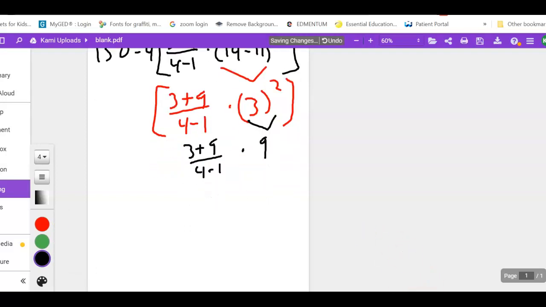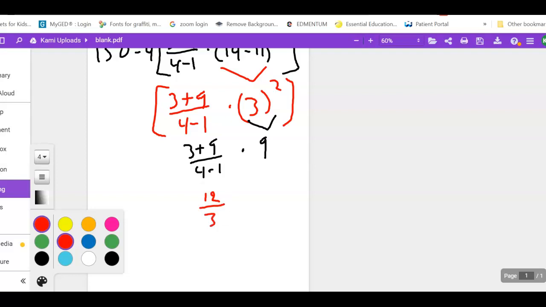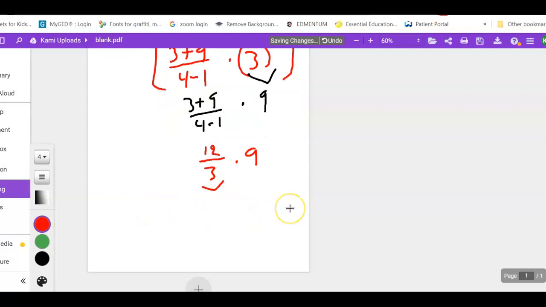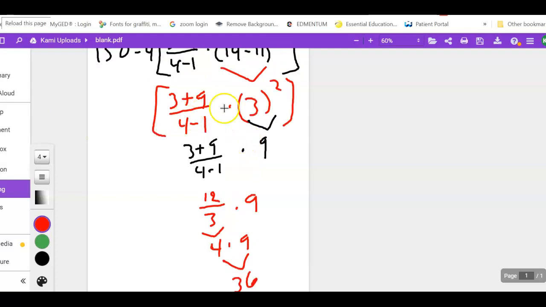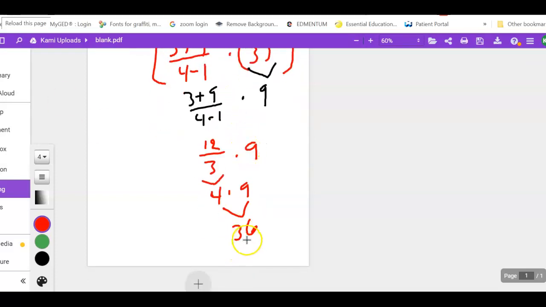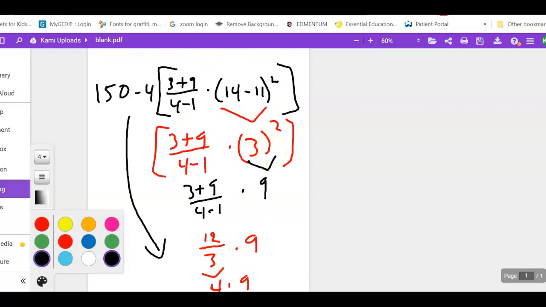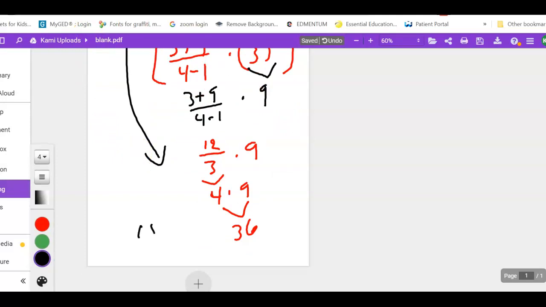Right? I'm going to need to reduce this fraction before I can multiply it with the 9. So if I put the numerator together, that gives me 12. 4 minus 1, that's 3. So now I can look at it like this, right? That I can reduce. 3 goes into 12 4 times, right? The 4 times 9, that gives me 36, right? So what I've just done is I've taken all of that and I got 36. But don't forget, this part still needs to come down, 150 minus 4. So I had 150 minus 4, and that 36, remember, was in the bracket.